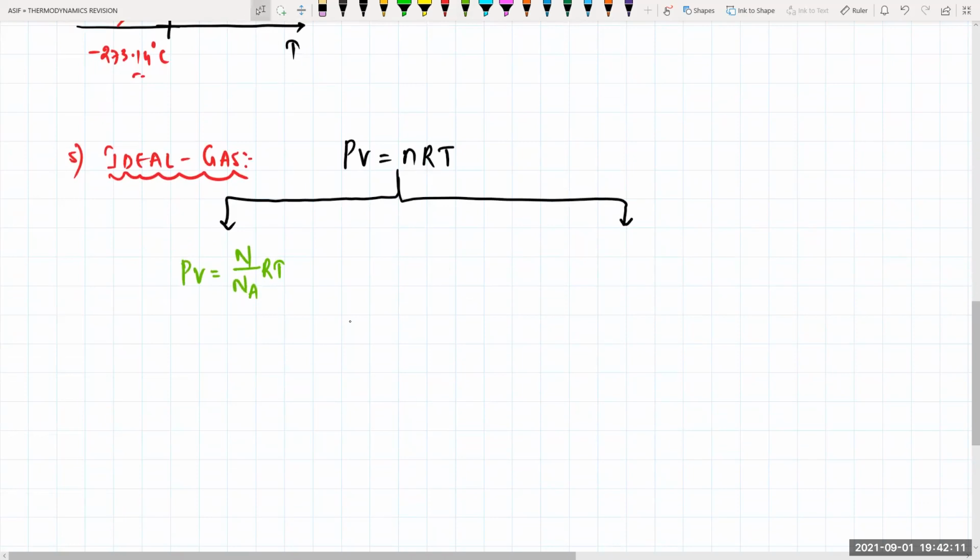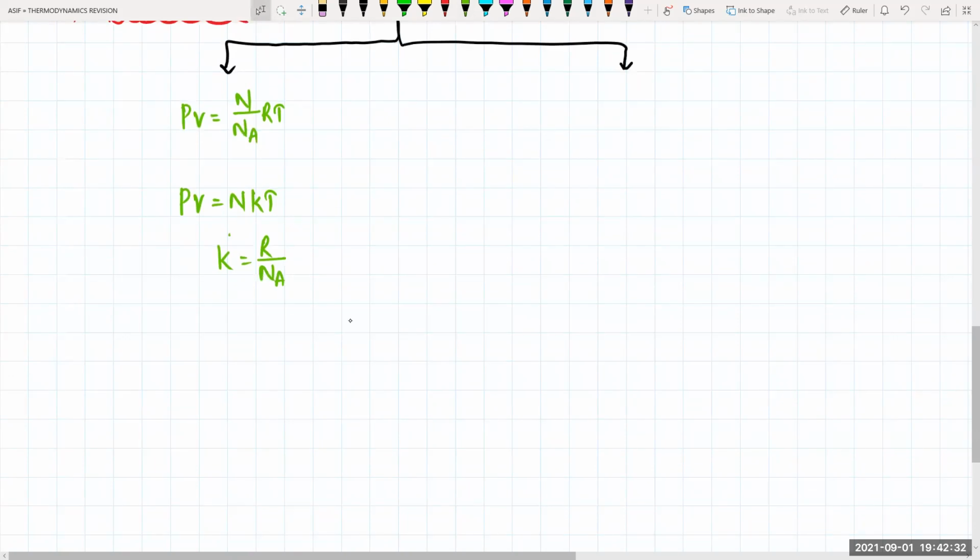And if I write in this value, this can also be written as PV equal to N into K into T, because K is the Boltzmann constant. The value of K is the universal gas constant divided by the Avogadro number, known as the Boltzmann constant. The value of K is approximately 1.38 into 10 to the power of minus 23. The unit is joule per Kelvin. Is that clear? PV is equal to NKT.